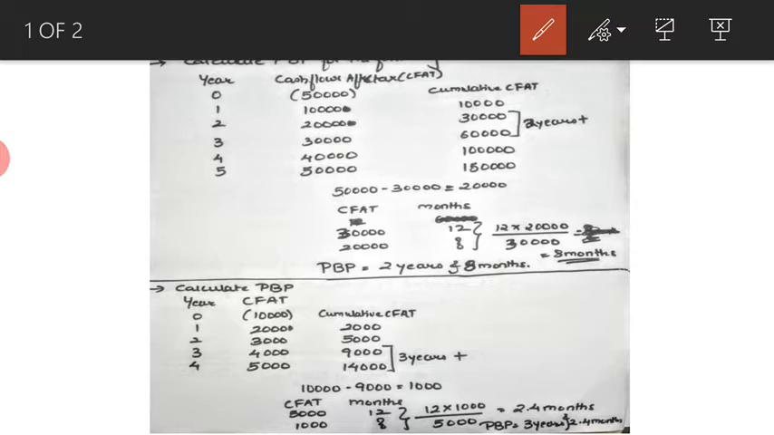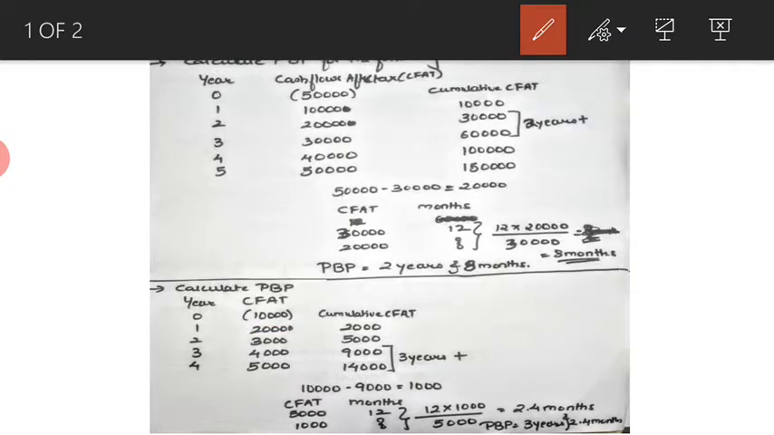Let's take one more example to make it more clear. Calculate payback period. Years again 0, 1, 2, 3, 4, with cash flows minus 10,000, 2,000, 3,000, 4,000 and 5,000. So what is minus 10,000? Yes, it is the initial investment, because it is given at period 0 and it is minus. Then we have to calculate cumulative cash flows, because again the cash flows for years 1 to 4 are not uniform, so we cannot use the formula. We have to go for cumulative cash flows.